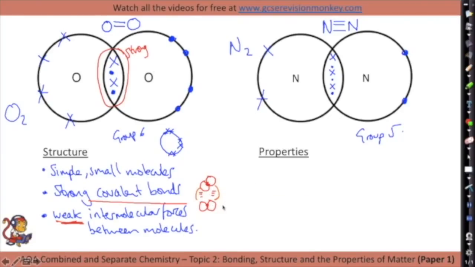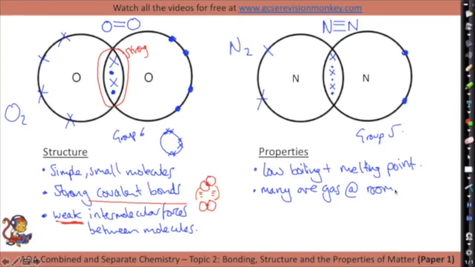And having weak intermolecular forces means that they have particular properties, including this time a low boiling point and melting point. So many of these simple small molecules are gas at room temperature. Not all of them, but many are gas at room temp. And also, because these particles are not charged in any way, they do not conduct electricity.